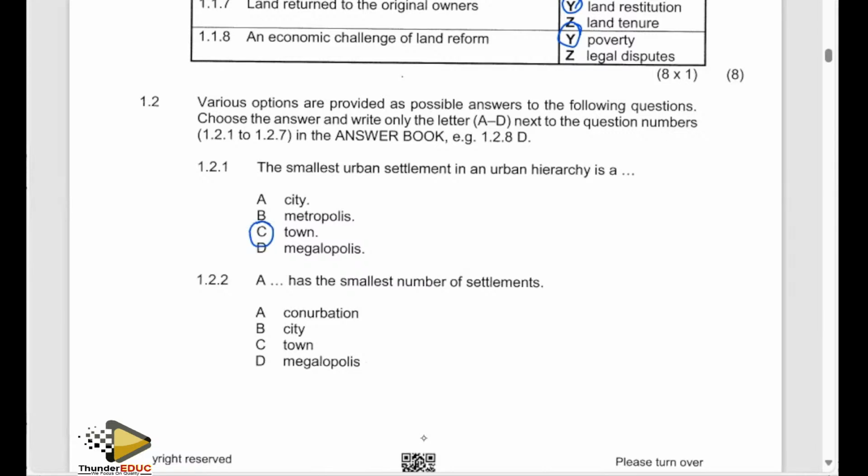Right. Number 122: a dash has the smallest number of settlements. Which one has got the smallest number of settlements? Definitely, it's a town that has got the smallest number of settlements. Right, we move on to the next question.